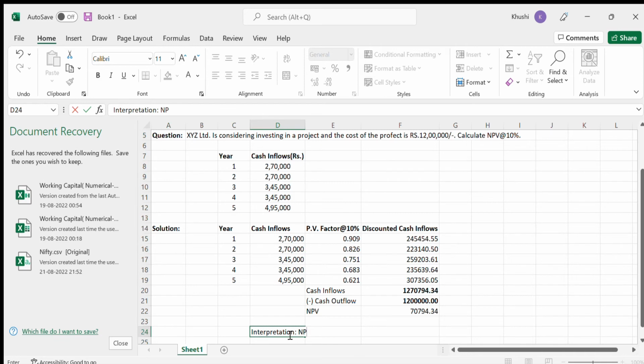Now, what is the interpretation? Interpretation of the NPV is that if NPV is positive, we can accept the project. But when NPV is negative, we cannot accept the project. Here in this given question, the answer is positive. Positive NPV is there, so we can accept the project. That's all.